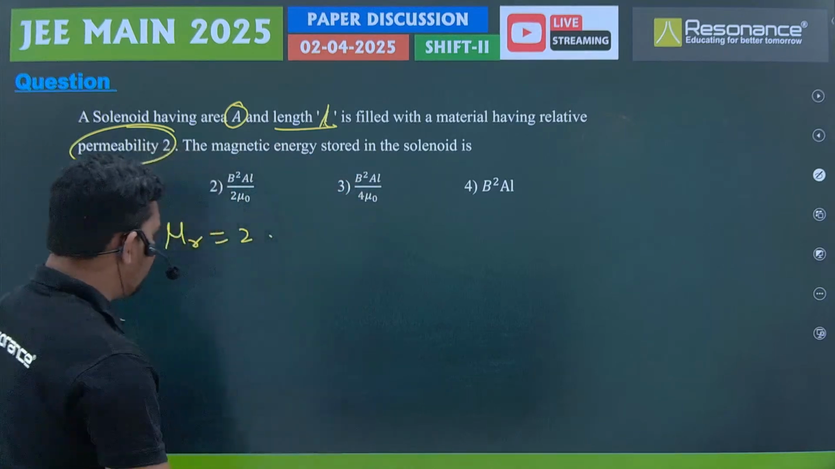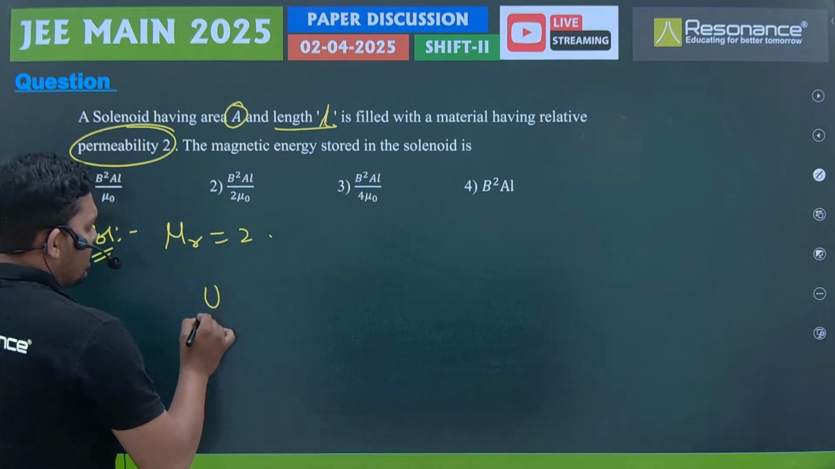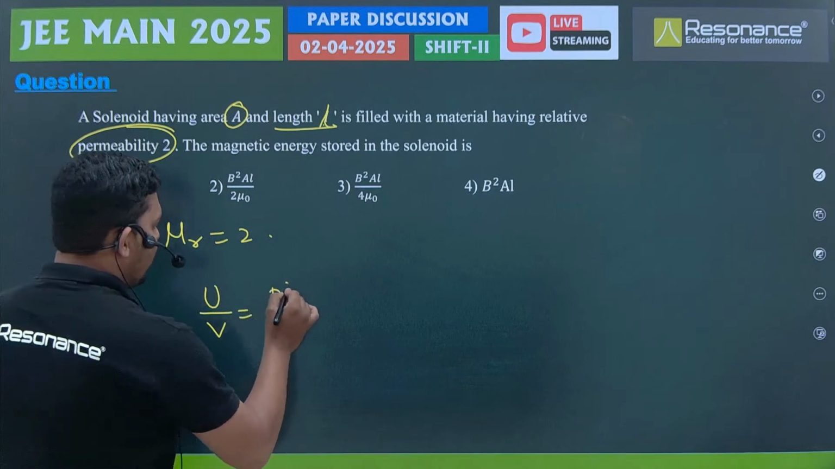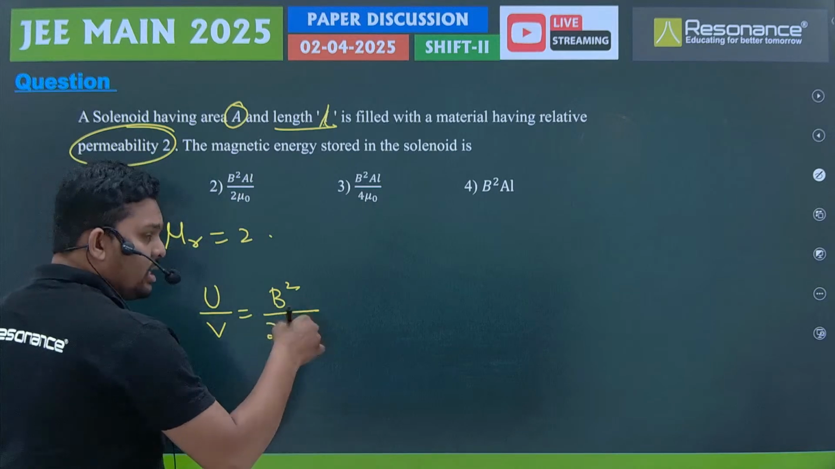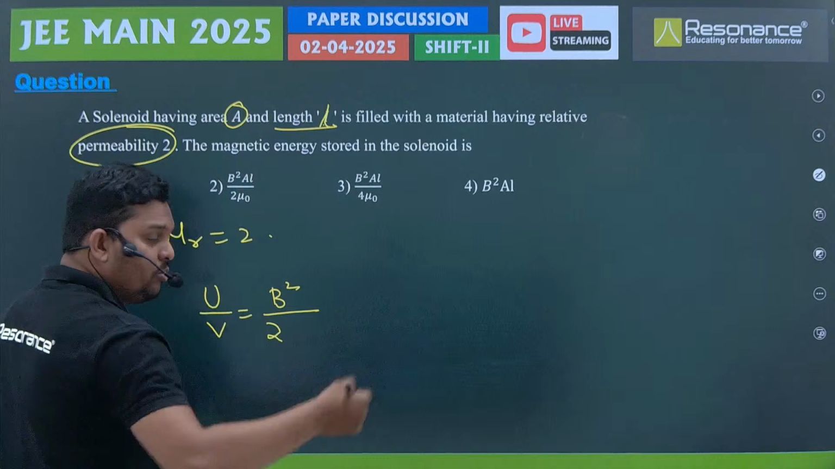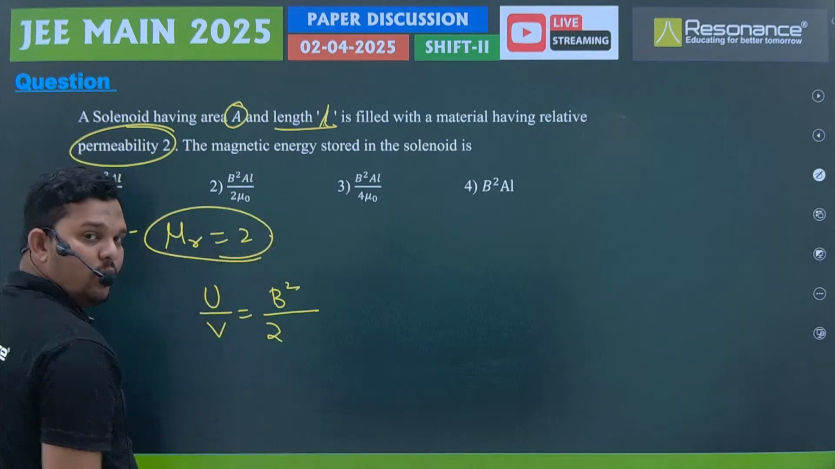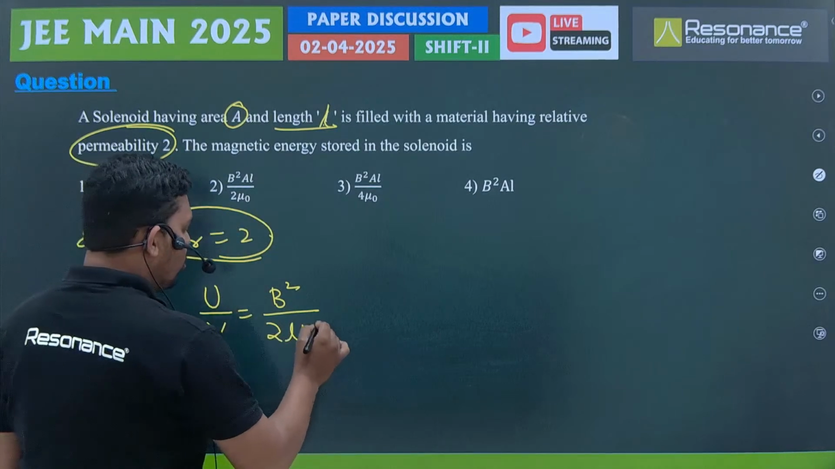It's a very simple formula we have. So magnetic energy per unit volume is given as B square by 2 mu, where mu can be written as mu is equal to mu naught into mu r. As he already mentioned mu r, I wish to take here mu naught into mu r.